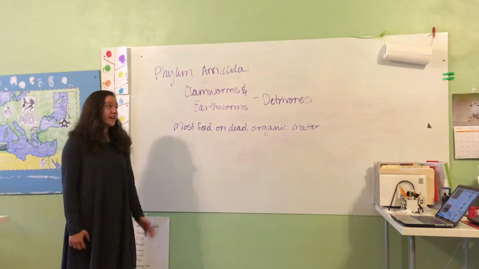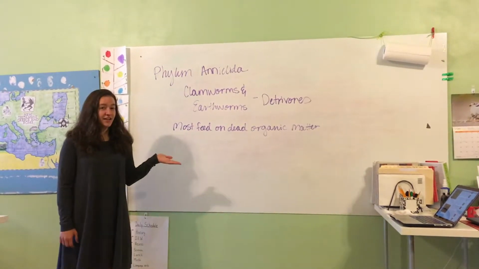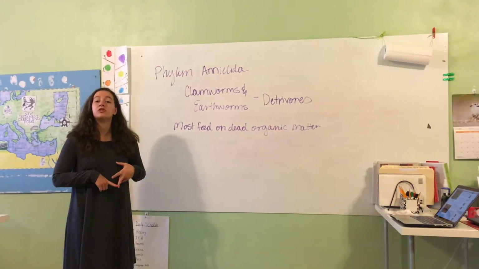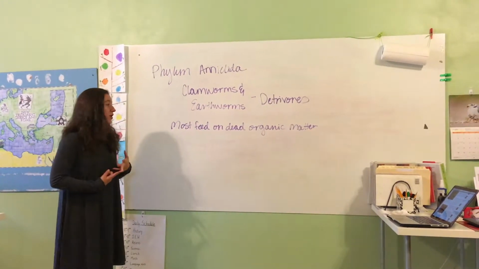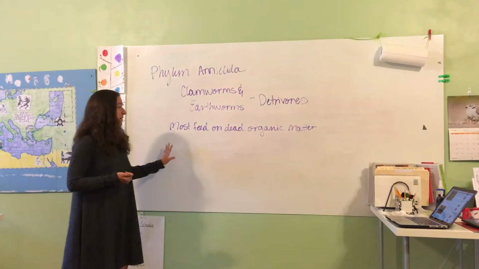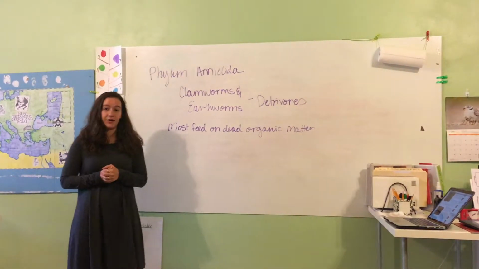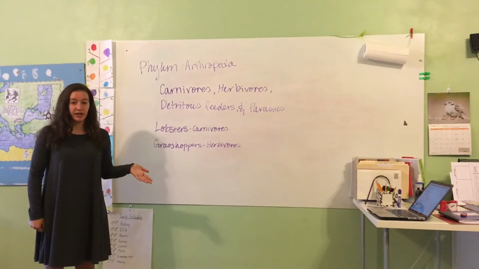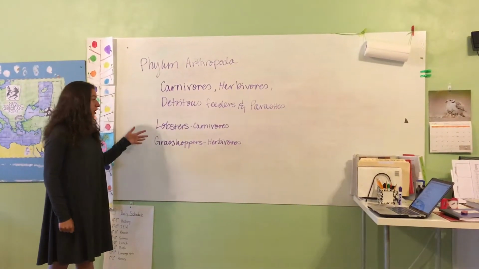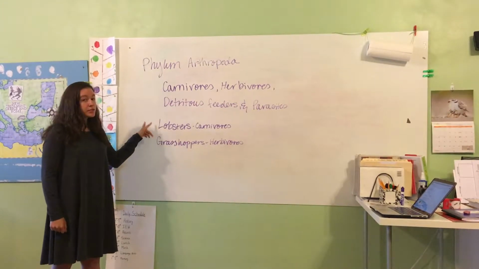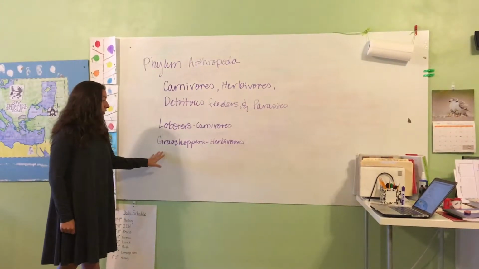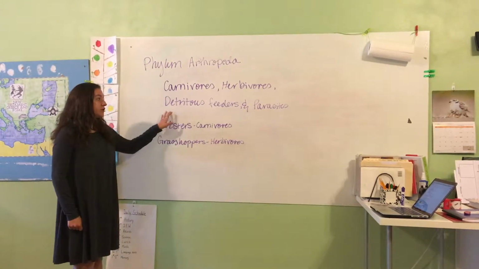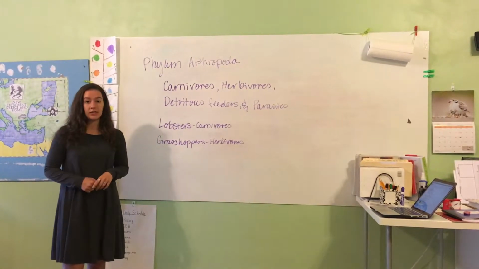So our sixth phylum is the phylum Annelida. As we saw in lab, these are our clamworms and earthworms. The majority of these are detritivores, which are kind of like your decomposers. They mostly feed on dead organic matter. So our seventh phylum is the phylum Arthropoda. As we looked in lab, we saw lobsters and grasshoppers. Lobsters are carnivorous, and our grasshoppers are herbivores. Also included under this phylum, we have detritivorous feeders and parasites.